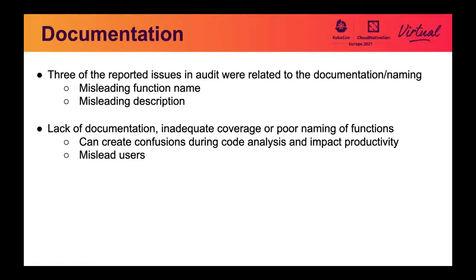Again, that happens accidentally, and it was something that was not caught as part of code review in those pull requests. And then we had a couple of misleading documentation descriptions. As I said, that ended up as three reported issues by the auditing team. So the lack of documentation or not enough coverage, or poor naming of functions, can create confusion during the code review process. And that can impact productivity, and it can also mislead users. So you want to keep in mind to have good documentation.